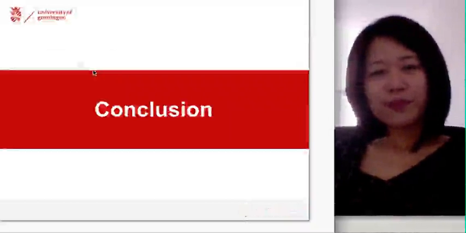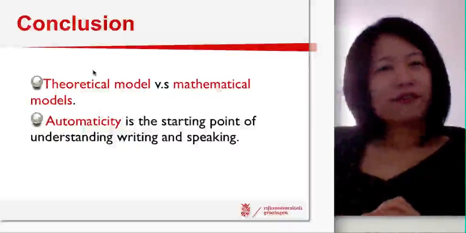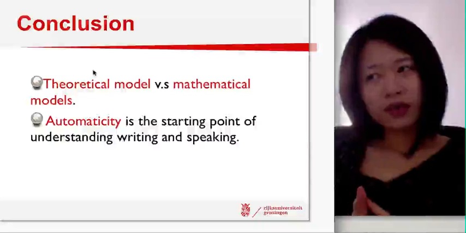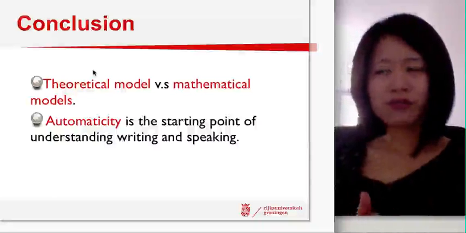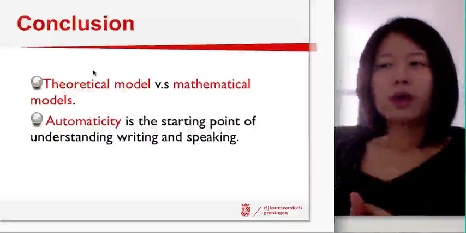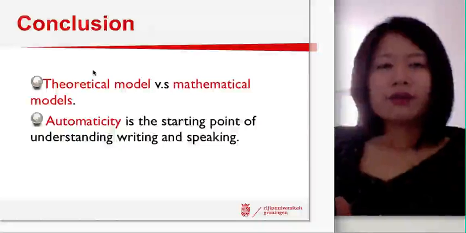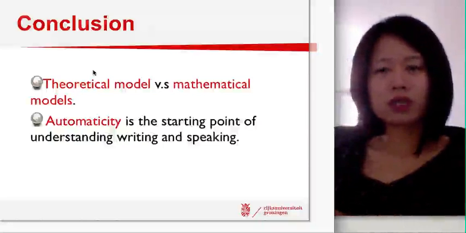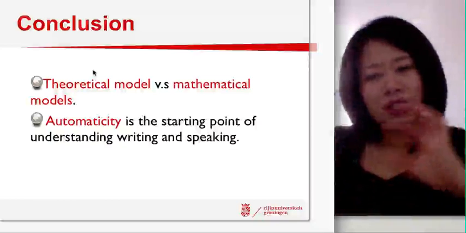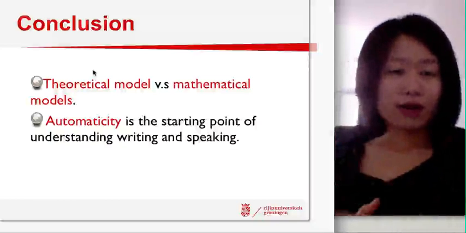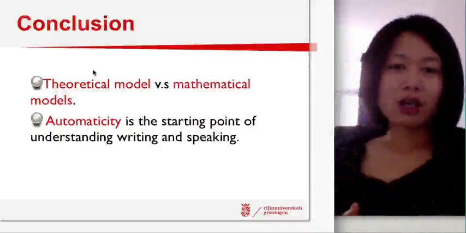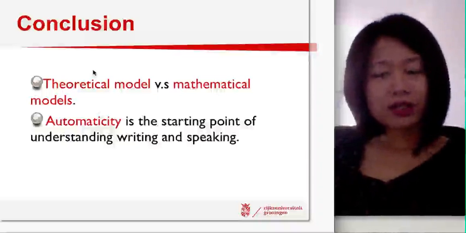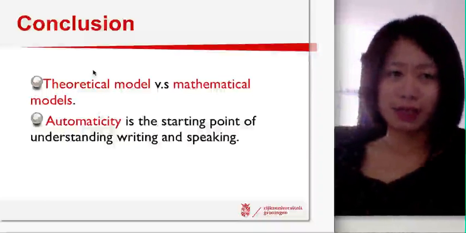Conclusion. We have 3 focuses in today's presentation. We first go through the theoretical models to understand the similarities and the differences between writing and speaking. And then we introduce the empirical study. And then we use the mathematical model to quantify the lexical development of the 2 twins. Both the theoretical model and the mathematical model inform us of the similarities and the differences of writing and speaking. And we could take automaticity as the starting point of understanding writing and speaking.